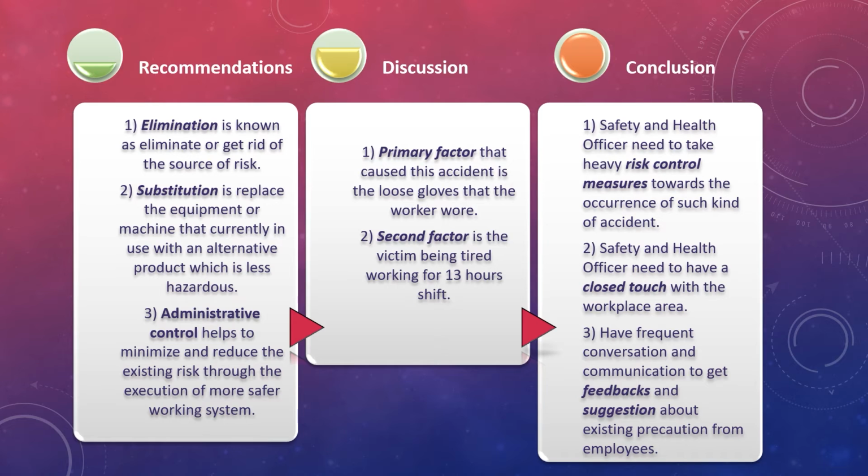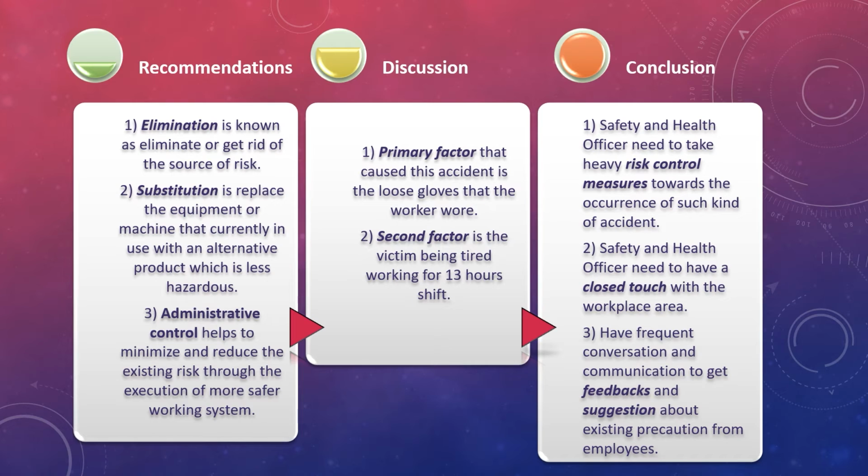So the first recommended risk control measure is elimination. Elimination means eliminating or getting rid of the source of risk. For example, according to the analysis of the accident, Top Glove has to limit the working time of their employees and increase the safety precautions for workers when handling dangerous or harmful machines that might injure them.